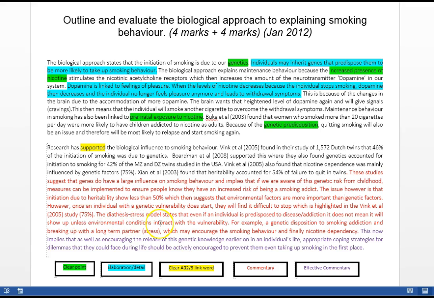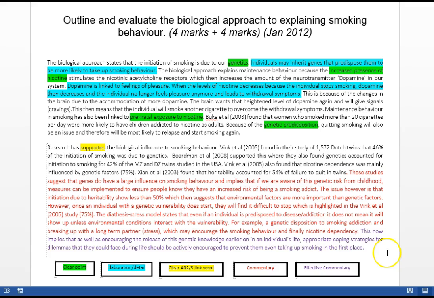The diathesis stress model states that even if an individual is predisposed to disease or addiction, it does not mean it will show up unless environmental conditions interact with the vulnerability. For example, a genetic disposition to smoking addiction and breaking up with a long-term partner, that is stress, which may encourage the smoking behavior, and finally, nicotine dependency. Okay, so this is me now commenting on these studies that we can just get from any textbook or whatever. Yeah, so we've done something with it. So this will put me onto the reasonably effective type of thing.